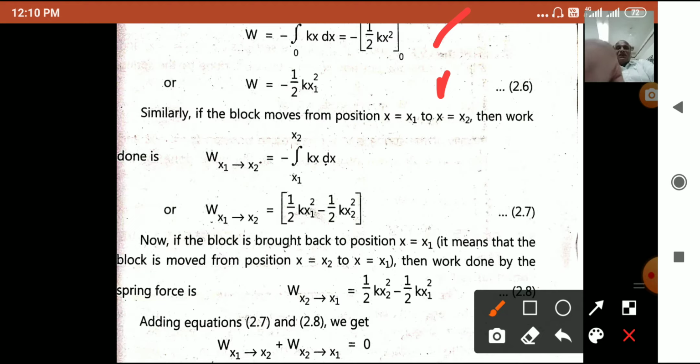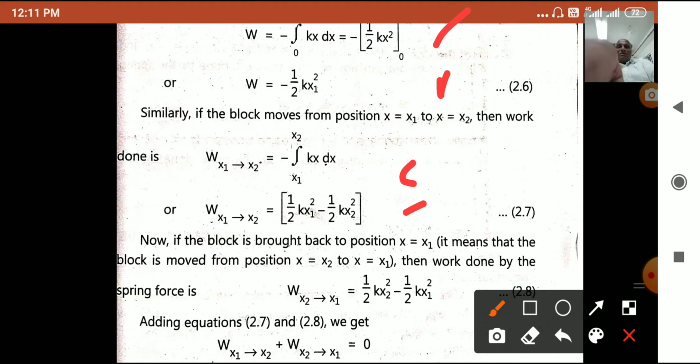So here the work done will be, again k is constant, the integration of x will be x square divided by 2, so upper limit minus lower limit. The upper limit gives minus 1/2 kx2 square, minus minus becomes plus, so this will be 1/2 kx1 square. We write the positive term first, and the work done when the body is displaced from x1 to x2 will be 1/2 kx1 square minus 1/2 kx2 square.